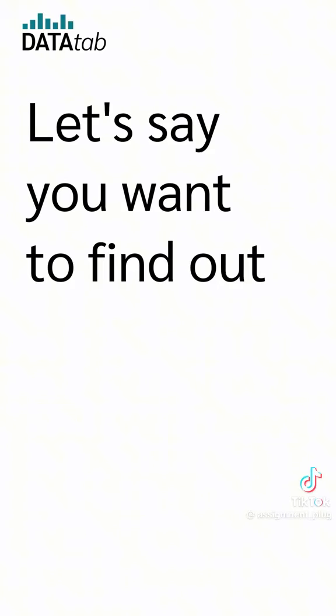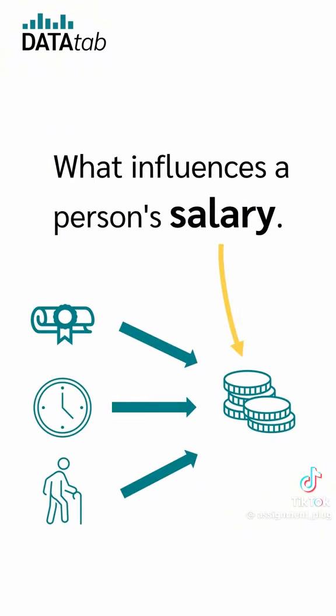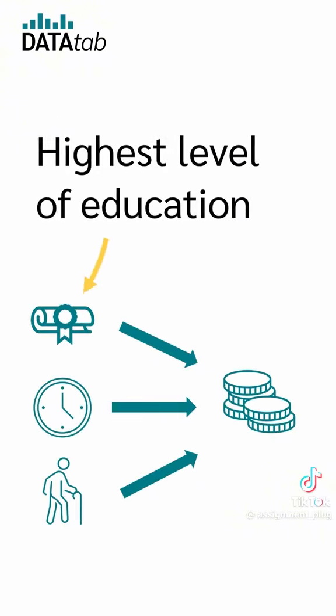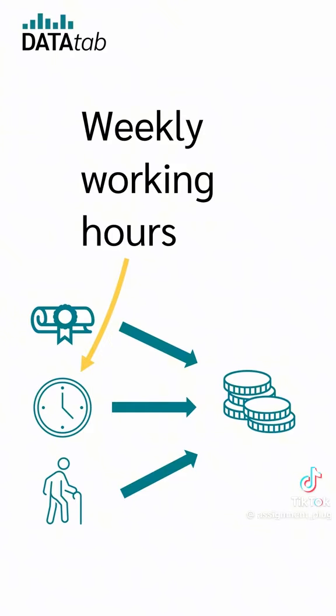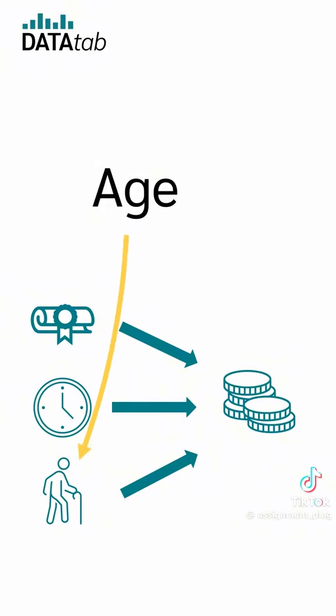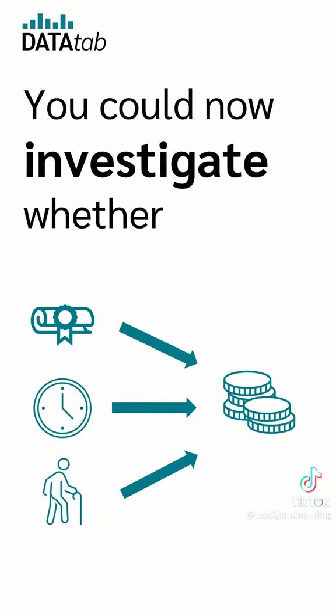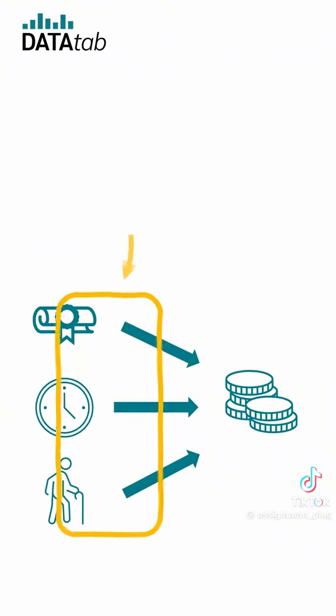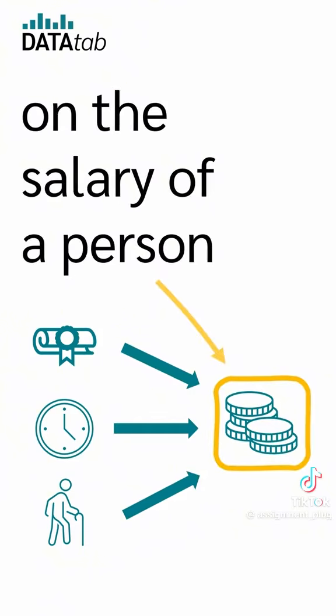Let's say you want to find out what influences a person's salary. For example, you could take the highest level of education, the weekly working hours, and the age of a person. You could now investigate whether these three variables have an influence on the salary of a person.